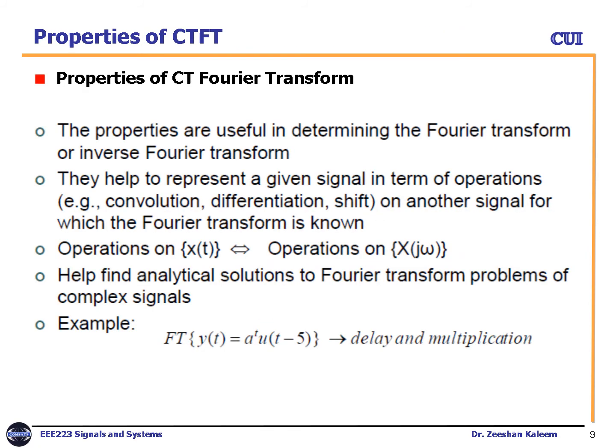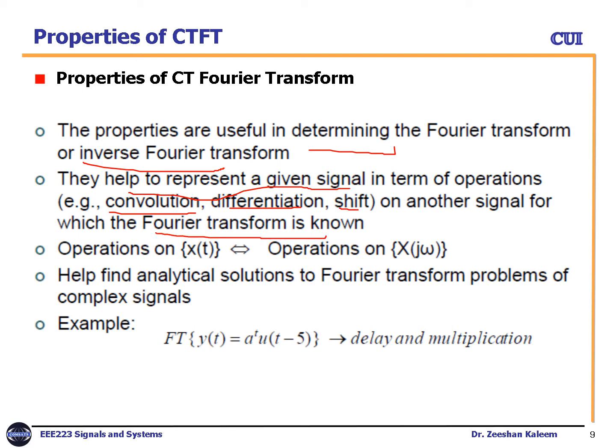Okay, now discuss the properties of continuous time Fourier transform. Why do we need properties? The properties are useful in determining the Fourier transform or inverse Fourier transform. Why and how? They help to represent a given signal in terms of operations, for example convolution, differentiation, shift, on any other signal for which the Fourier transform is known.